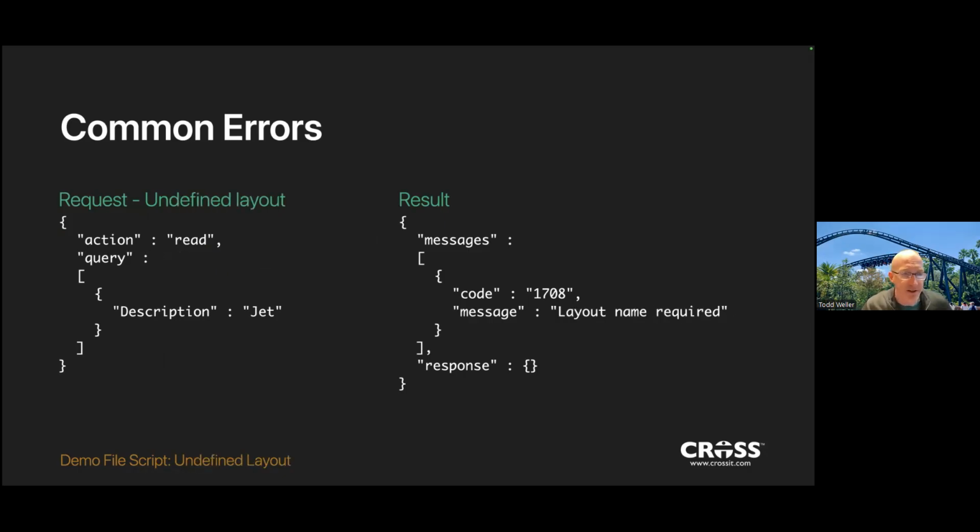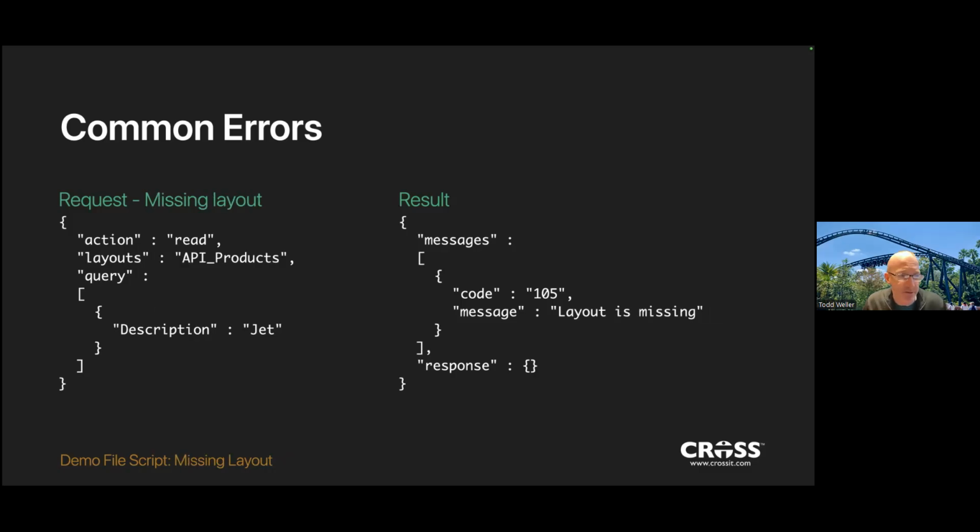Here's one with an undefined layout. You'll notice that the layout key is missing in our request. And when it comes out, it says the layout name is required. Now, you'll notice that the code for the previous error and this error is both 1708, which is specific to the FileMaker Data API. But what's nice is the message actually gives us details, so we're not left wondering, what does this 1708 error mean? That's another argument for error capture and trapping: try to grab both the code and the message, because depending on what it is, that message is going to be important.